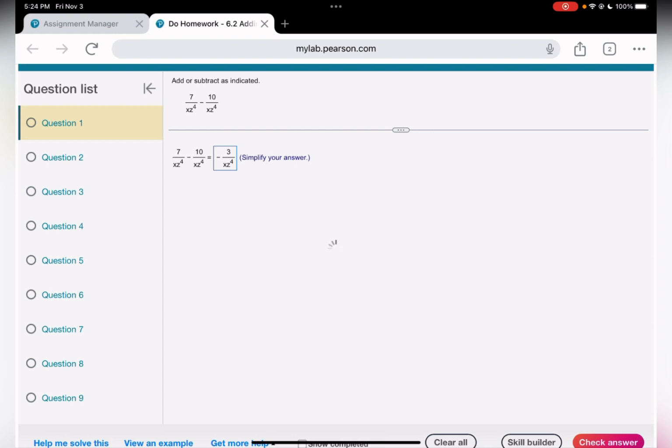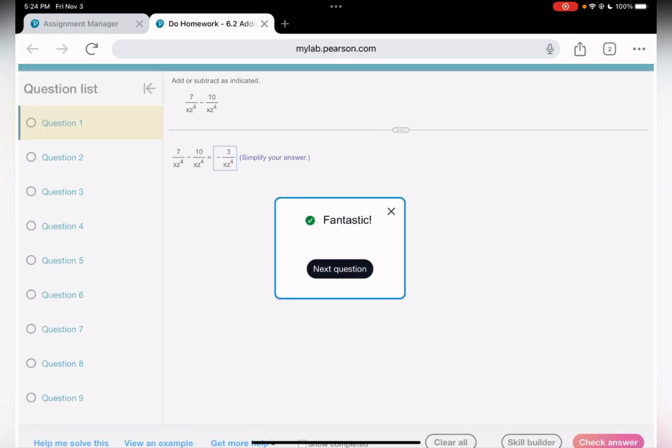Why is it checking so long? Maybe the connection is not good. Fantastic.